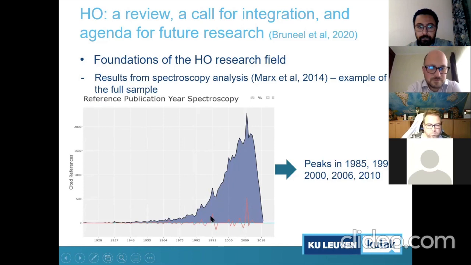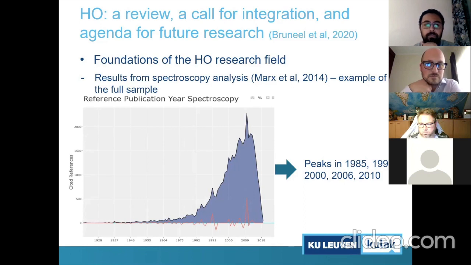You see the peaks here, like 1991, there's a peak. 2010, there was a peak. 2006, there was a peak. These are years where you have publications that have been, relatively speaking, more influential on the domain of hybrid organizations compared to the average cited reference from the intellectual foundations of this domain.